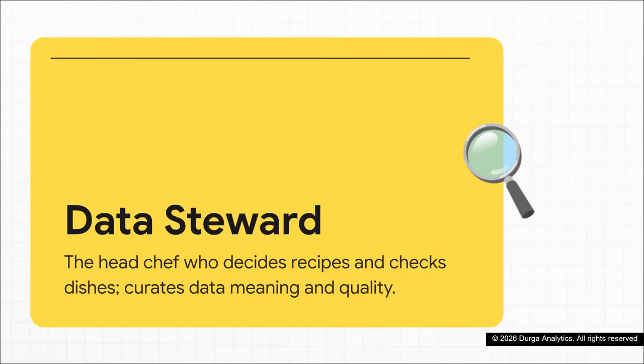Next up, we have the data steward. In our restaurant, this is the head chef. They're the ones deciding the recipes, making sure the ingredients coming in are fresh, and checking the quality of the dishes leaving the kitchen on a day-to-day basis. Translated to the data world, they curate the actual meaning, define the business rules, and ensure the quality of the data. They are your hands-on subject matter experts who execute the framework.